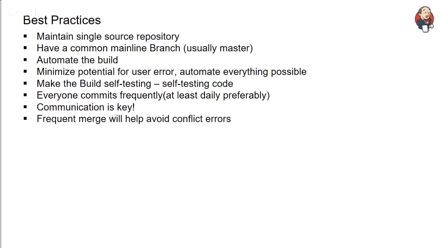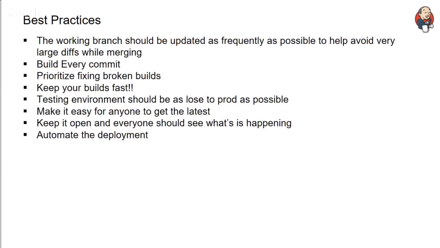Next is frequent merge will help to avoid conflict errors. A lot of conflict errors, this will help you to avoid. That is why we recommend to commit or merge your changes frequently to the main. Next is the working branch should be updated as frequently as possible to avoid very large differences while merging. Some of the developers, in a monolithic way, used to wait for the entire code to be developed, and then commit it. That shouldn't be the practice. Even if I'm doing a small change, I need to commit it so that I know what's happening and if there are any issues, I avoid them very early.